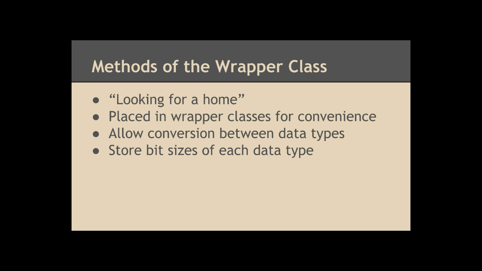Okay, so we say that the methods within the wrapper class are looking for a home because some of them don't necessarily need to be in that class. They don't specifically do something that is unique to the wrapper class, but they're methods that are used for general computation and logistical sort of things. So they need a class to be home, and since it's easy to declare a wrapper class object, we put them there. Stuff like parsing and things that we use a lot, which I'll get to in a minute. So they're placed in the wrapper class for convenience. And you can convert between different data types with them more easily. And they also store the bit sizes of each data type.